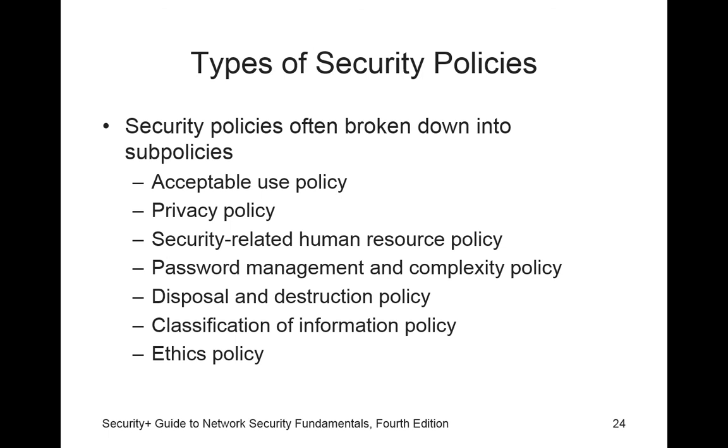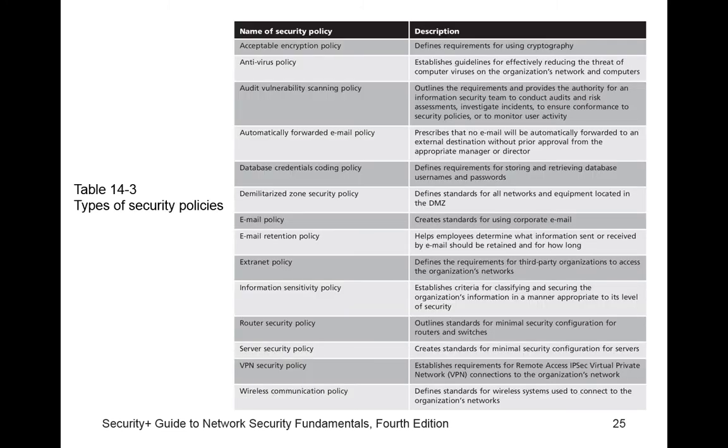Some of the security policies you'll see are the acceptable use policy, privacy policy, HR policy, password management policies, disposal and destruction policies, classification policies, and ethics policies. Those are at minimum what you should have. Here are some of the other types: antivirus policy, audit policies, email policies, database policies, DMZ policies, email retention policies, extranet policies, information sensitivity, router security, server security, VPN security, wireless communication. As you can tell, there are a lot of policies that you can put into place.